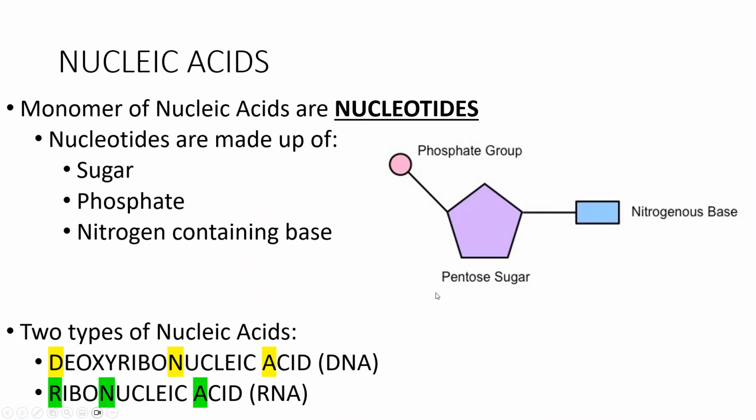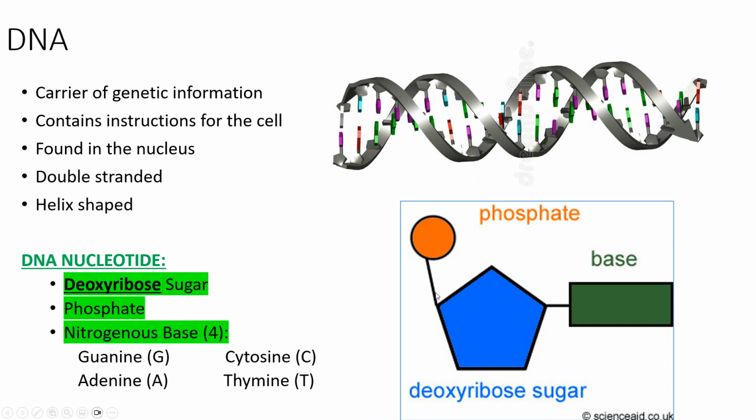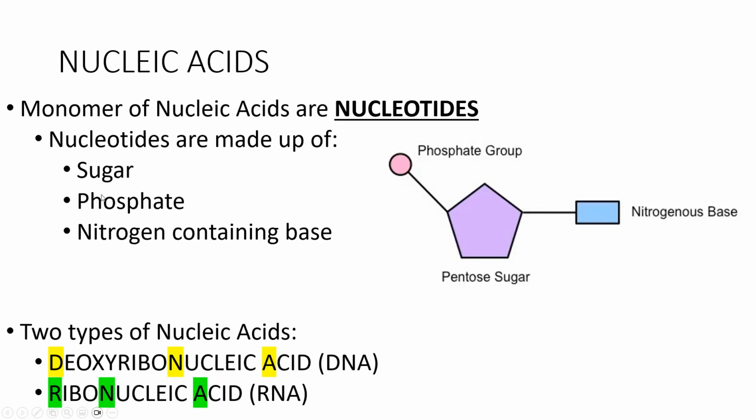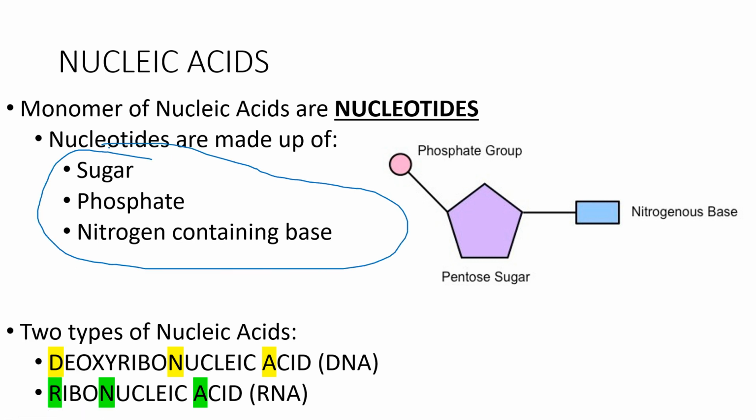So state the general structure of a nucleotide. The general structure of a nucleotide is a sugar, phosphate, and base. Sugar, phosphate, and nitrogen-containing base. That is the answer to the first part of the question. State the 2 nucleic acids. So what are the 2 nucleic acids?